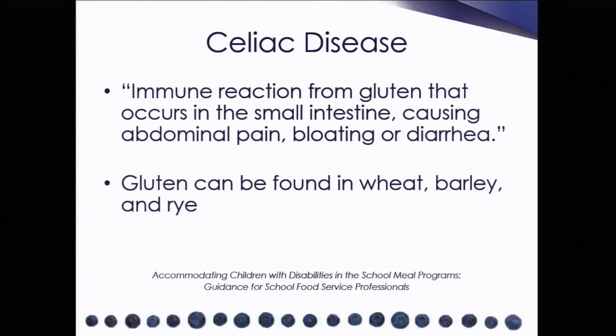Celiac disease is an autoimmune disease that causes damage in the small intestine and prevents the person from absorbing nutrients effectively. It is essential that these individuals avoid gluten-containing grains, such as wheat, barley, and rye, which is the same treatment for gluten intolerance. By avoiding these grains, we can make sure that a student is healthy, safe, and absorbing important nutrients.